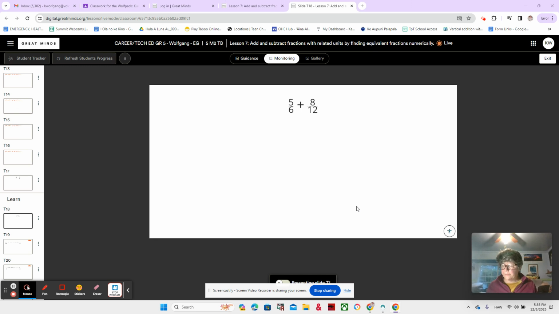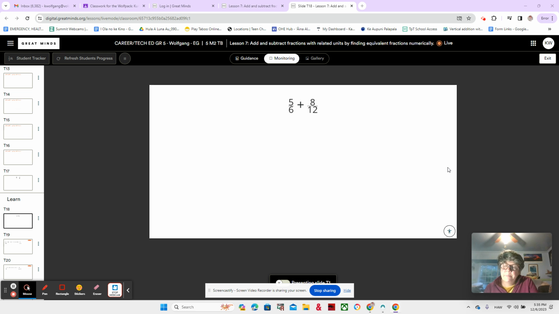Right, here we are in the first video of lesson 7, and in lesson 7 we are adding and subtracting fractions and mixed numbers with unlike units. In lesson 6 we were using models. In lesson 7 we are going to be using multiplication. Okay, so as you can see we have a problem on the board, 5/6 plus 8/12.